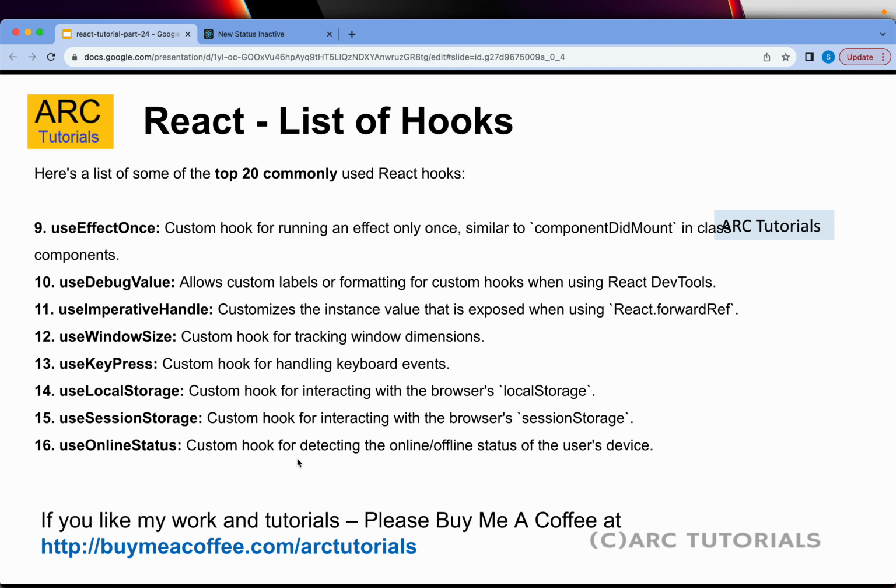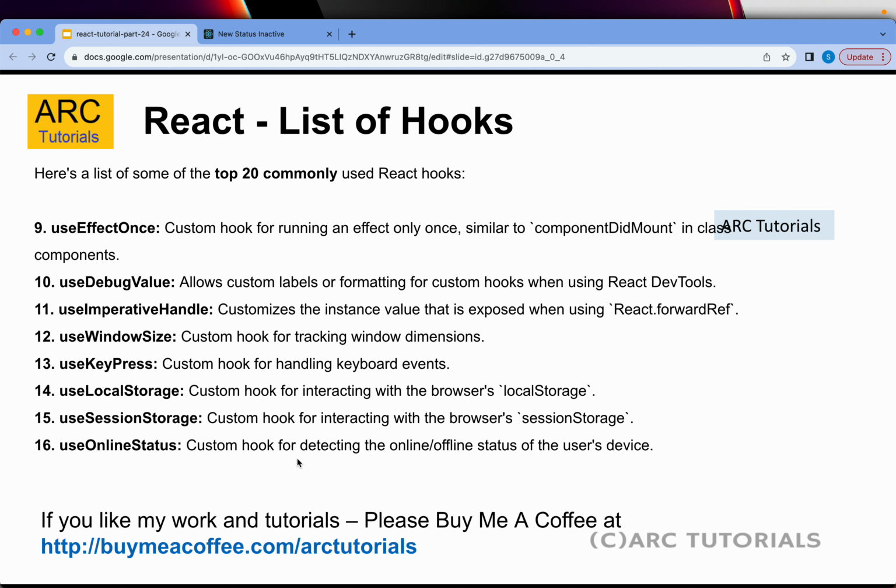The next we'll learn is useEffectOnce, which is a custom hook for running an effect only once. We'll also learn useDebugValue, which allows custom labels or formatting for custom hooks. useImperativeHandle will help us customize the instance value that is exposed when using React.forwardRef. useWindowSize is for tracking window dimensions. useKeyPress is for handling keyboard events.